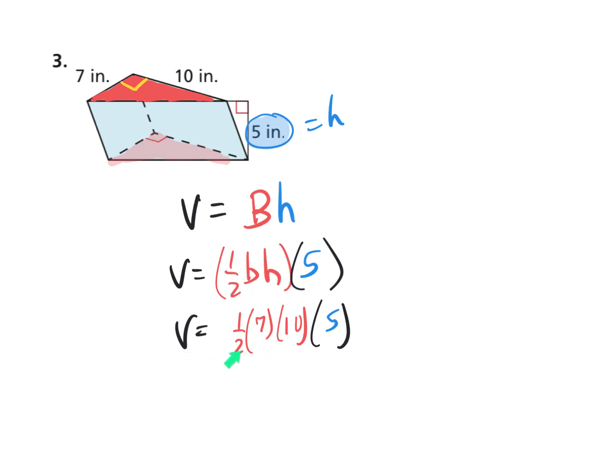And so our answer is that the volume, let's do this without a calculator, 1/2 of 10 is 5, 5 times 5 is 25, 25 times 7 is 175. 175, and this is volume.